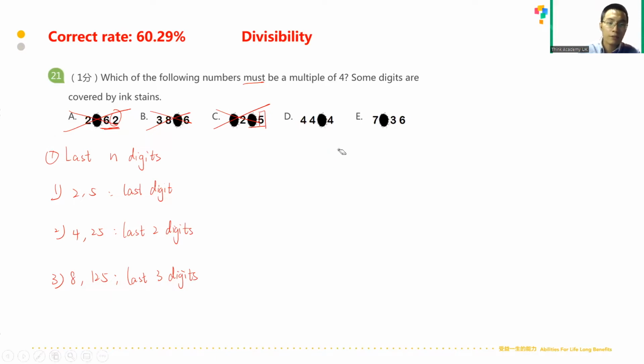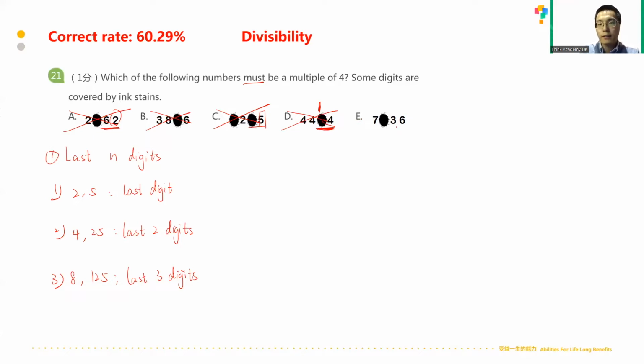But after learning the rules of divisibility, you know that we should only look at the last 2 digits, so something 4. If we have 24, yes, it will be a multiple of 4. It is divisible by 4. But if we have 14, is 14 divisible by 4? It is not. We have a remainder of 2. So that means D is not, it must be a multiple of 4. So D is also not what we're looking for.